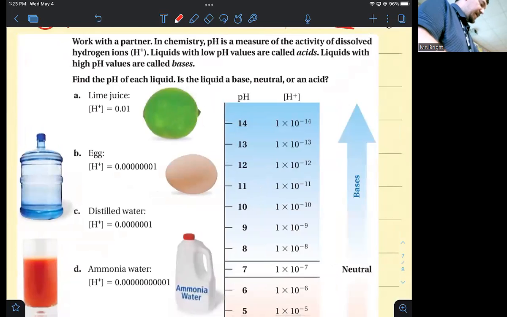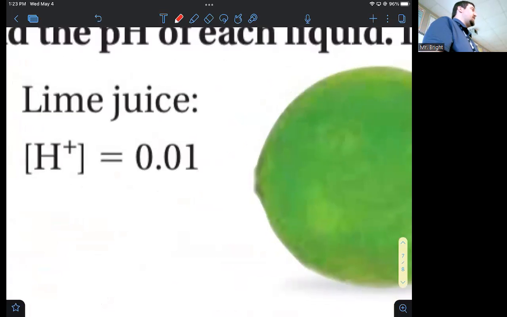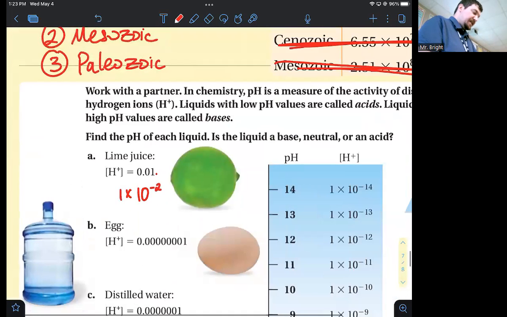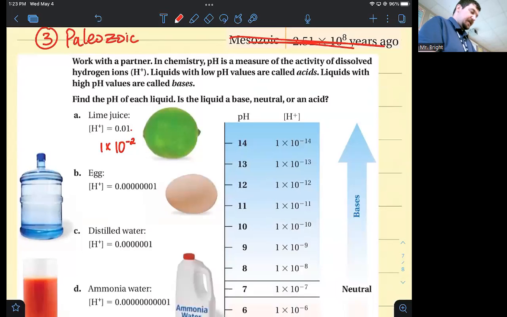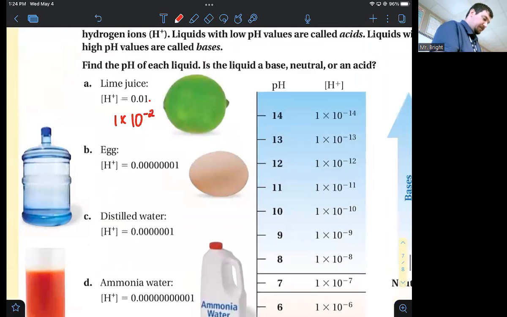It says, find the pH of each liquid. Is the liquid a base? Is it neutral? Or is it an acid? So how do I write 0.01 in scientific notation? Xander. 1 times 10 to the negative second power. That's right. So you put your decimal after the 1, and you'd have to move it left twice to get back to its original location. And therefore, times 10 to the negative second. Xander, is lime juice acidic or basic? Acidic. It is acidic. Yes, you'll find the 10 to the negative 2 down here. So this is an acid.